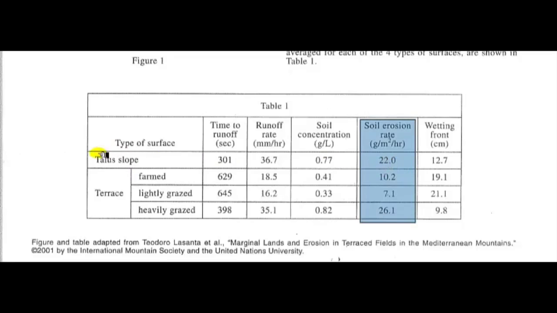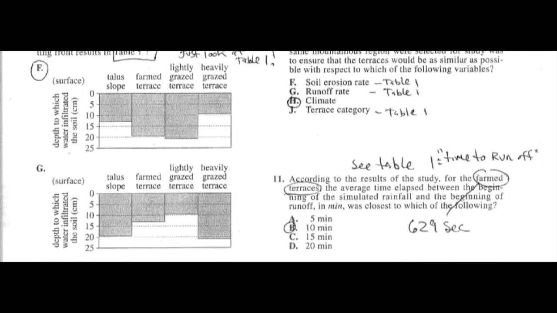Here we have 22 for talus. That is indeed larger than farmed. That is indeed larger than lightly grazed. But you see that this, in the last column here, the terrace heavily grazed is actually the largest. So the answer to this question would be no, it's not supported. The reason it's not supported is the erosion rate for terraced, heavily grazed is larger. So we'll go on down to the answers down here and take a look for an answer that says that.